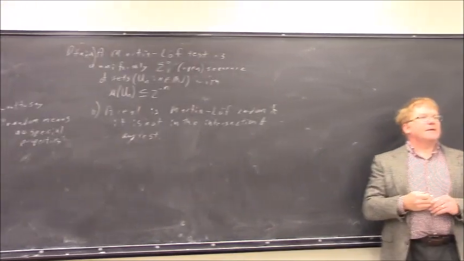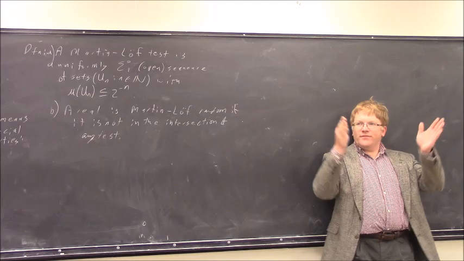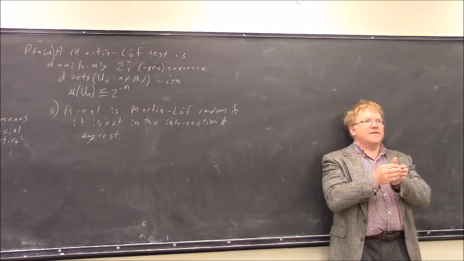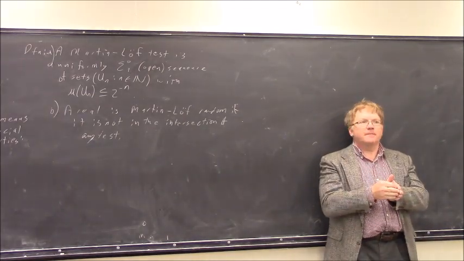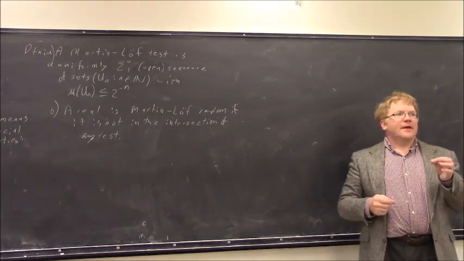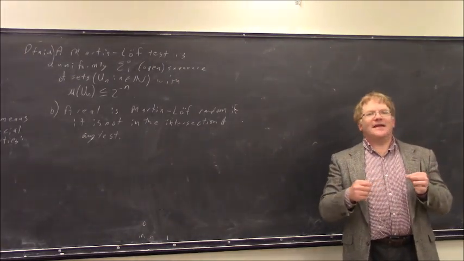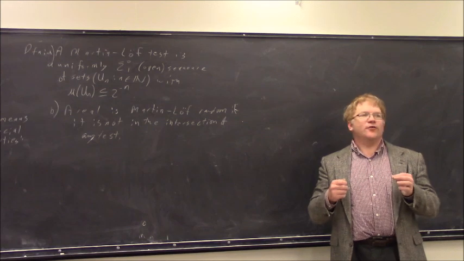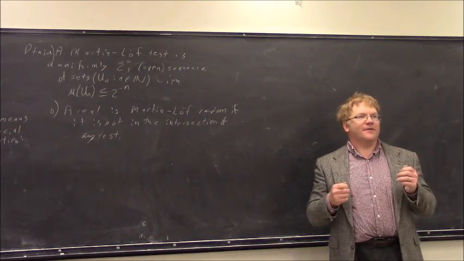So take any one of these systems of decreasing sets, take their intersection. If x is not in any of those, then it has no easy to express special properties, so it's random.